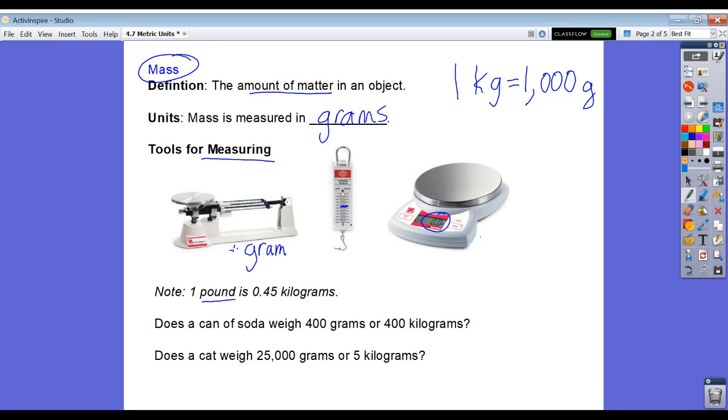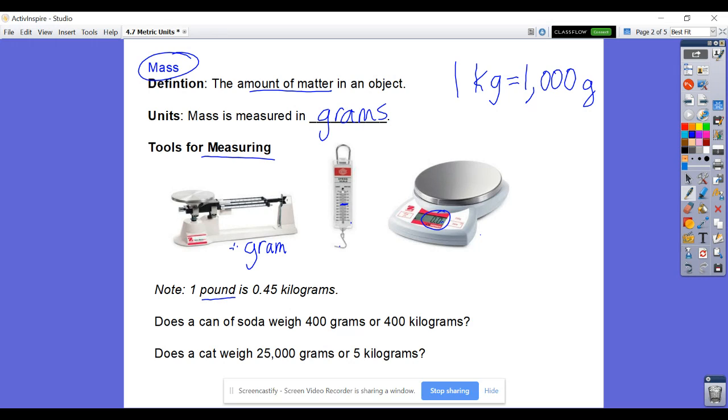And I'd sing a song so that I remember it. I say 1 kilogram equals 1,000 grams. Sing it with me 2 times. I know it sounds silly, but it will help you remember, and you need to remember this. So ready? 1, 2, 3. 1 kilogram equals 1,000 grams. One more time. 1 kilogram equals 1,000 grams. So keep that in your head.